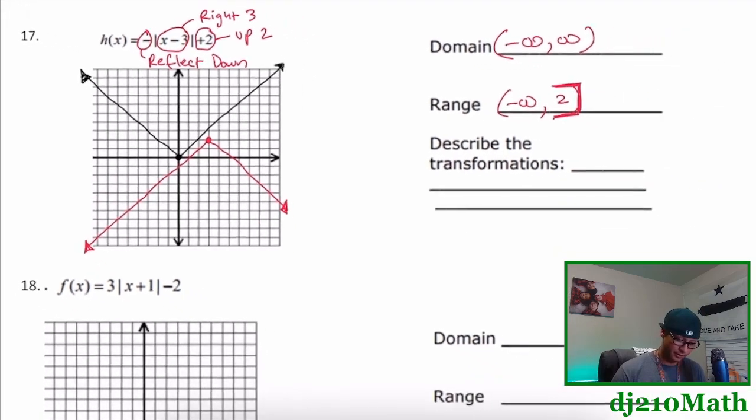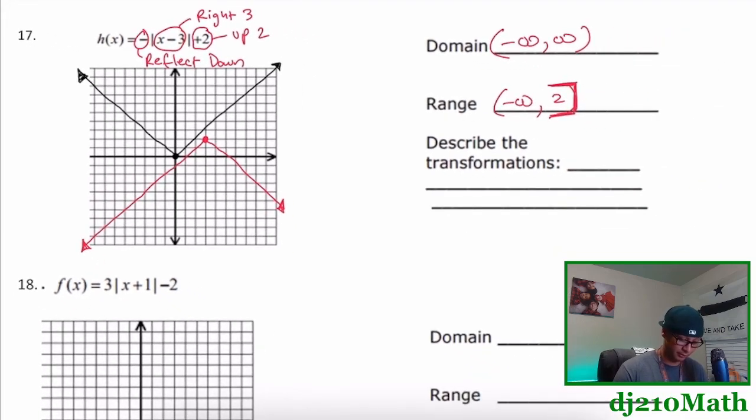And the description is literally what we did. Reflected down, shift right 3, and up 2.